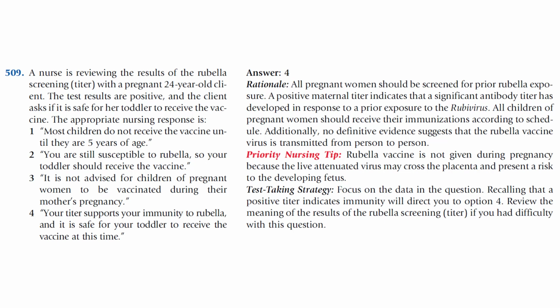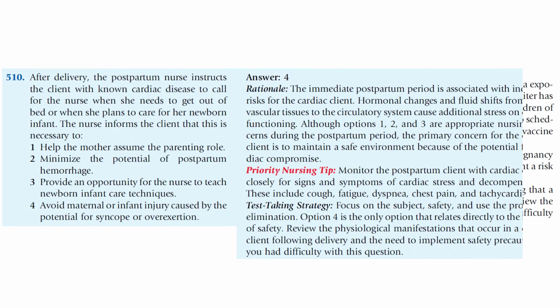Answer: 4. Rationale: All pregnant women should be screened for prior rubella exposure. A positive maternal titer indicates that a significant antibody titer has developed in response to a prior exposure to the rubella virus. All children of pregnant women should receive their immunizations according to schedule. Additionally, no definitive evidence suggests that the rubella vaccine virus is transmitted from person to person.